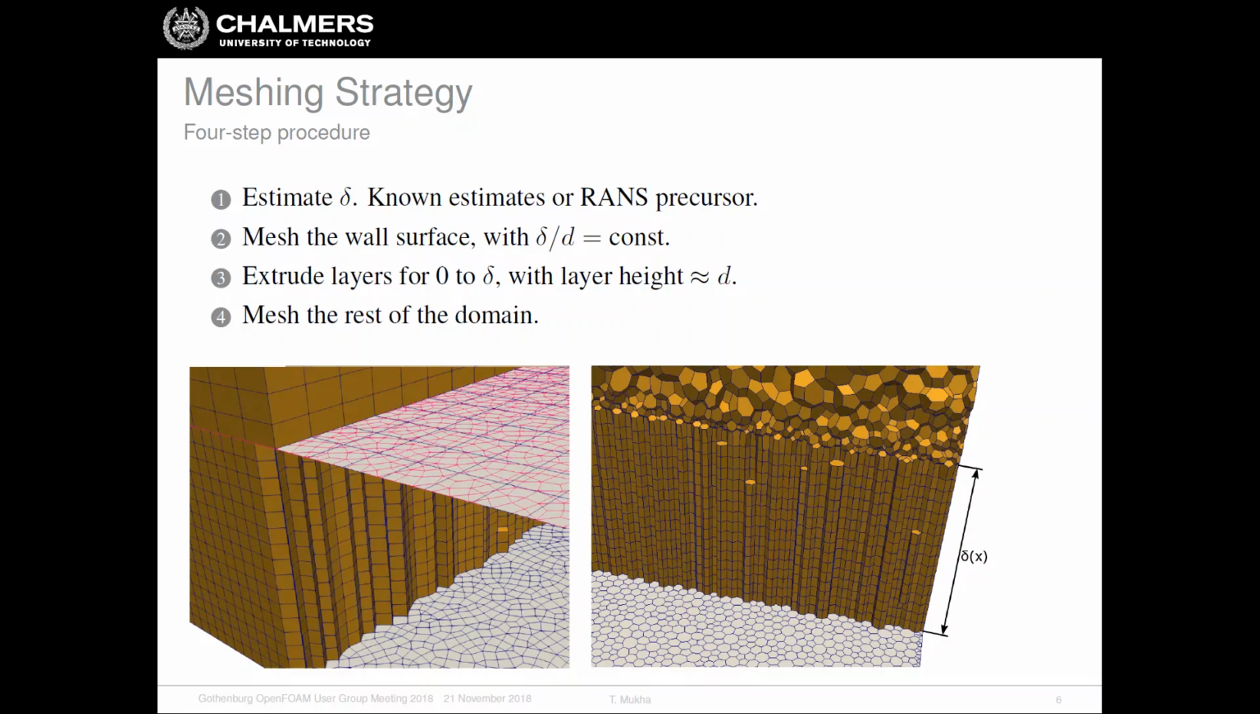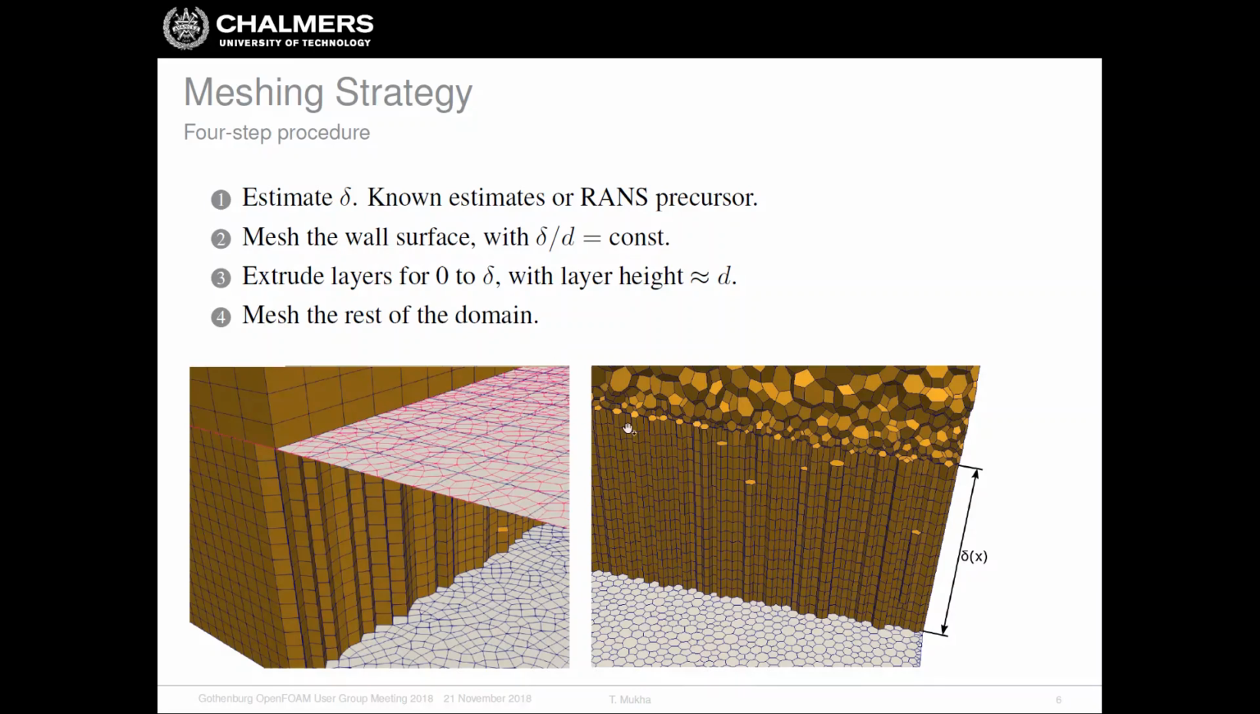Now, the second step is that you mesh the wall surface, and that you do according to the principle that delta over d stays constant. Then the third step is that you take your surface mesh and you extrude layers from 0 to height delta, okay? And with the height of each layer, again, approximately d. So as a result of steps 2 and 3, you get a mesh which is isotropic and with a constant resolution with respect to delta, just as we want. And then of course the fourth step is that you mesh the rest of the domain.